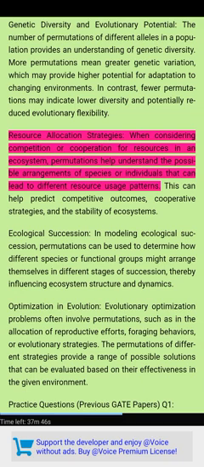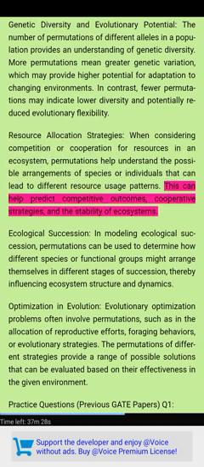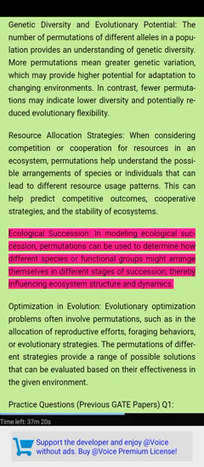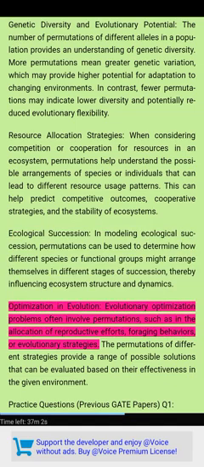Resource allocation strategies. When considering competition or cooperation for resources in an ecosystem, permutations help understand the possible arrangements of species or individuals that can lead to different resource usage patterns. This can help predict competitive outcomes, cooperative strategies, and the stability of ecosystems. Ecological succession. In modeling ecological succession, permutations can be used to determine how different species or functional groups might arrange themselves in different stages of succession, thereby influencing ecosystem structure and dynamics.